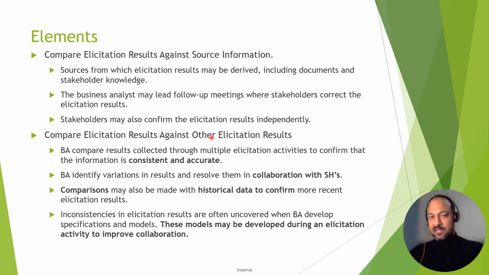Compare elicitation results against other elicitation results. Here, the business analyst compares results collected through multiple elicitation activities to confirm that the information is consistent and accurate. The BA identifies variation in results and resolves them in collaboration with stakeholders. Comparisons may also be made with historical data to confirm more recent elicitation results. Inconsistencies in elicitation results are often uncovered when the business analyst develops specifications and models. These models may be developed during an elicitation activity to improve collaboration.